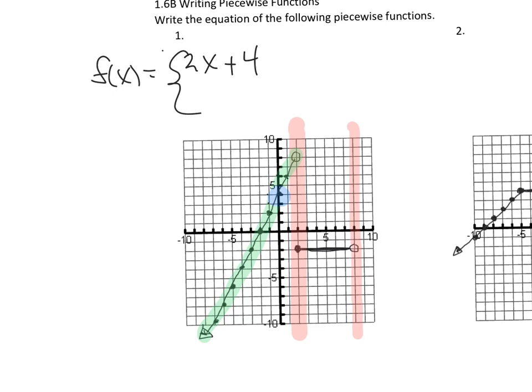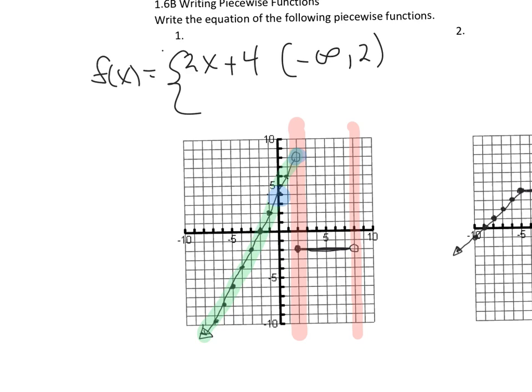Now let's talk about where it's restricted. Where are its boundaries? Well, it looks like it's coming from negative infinity all the way to that boundary line, which is at positive 2. So we would say negative infinity to positive 2. Now, of course, we're going to put a parenthesis around it because we have an open circle, okay? Remember, if I've got an open circle right here, I have to put a parenthesis. So that goes ahead and creates our first function.